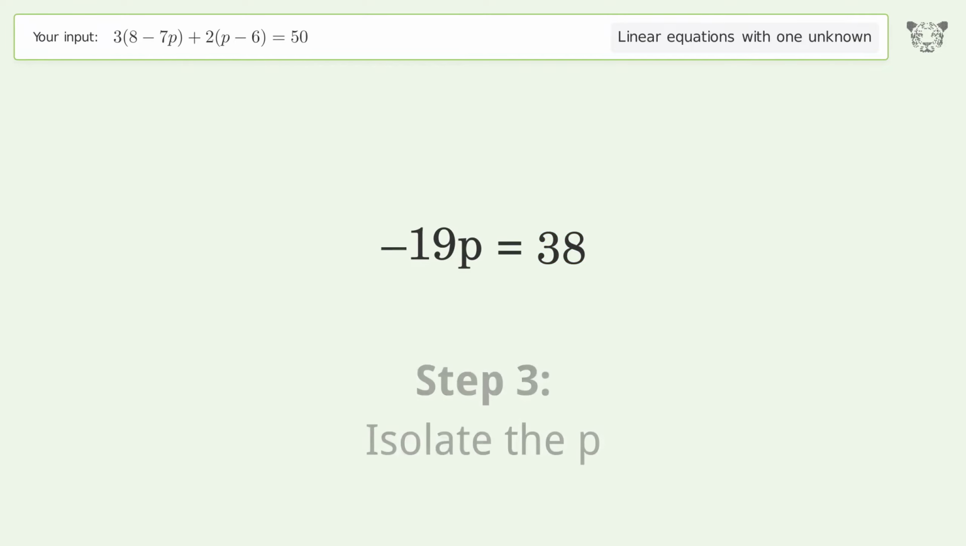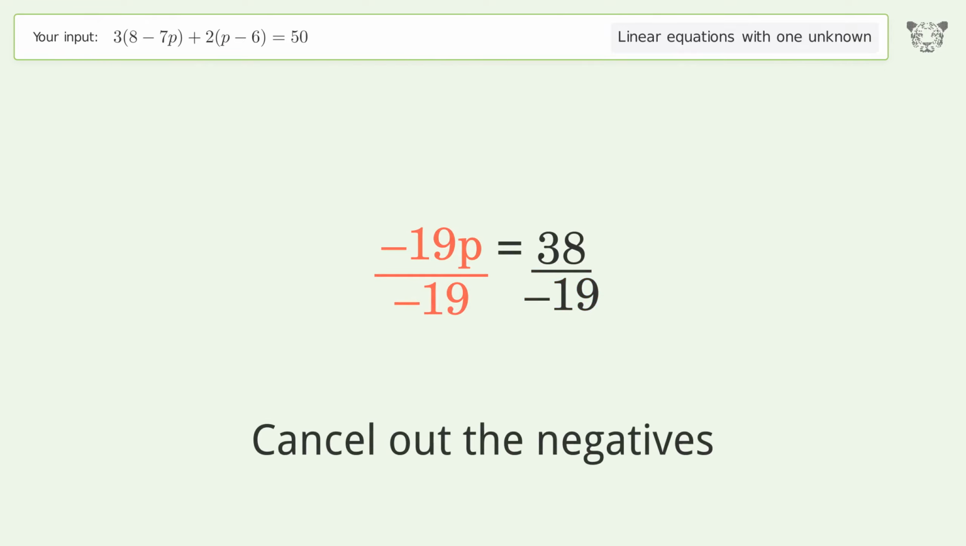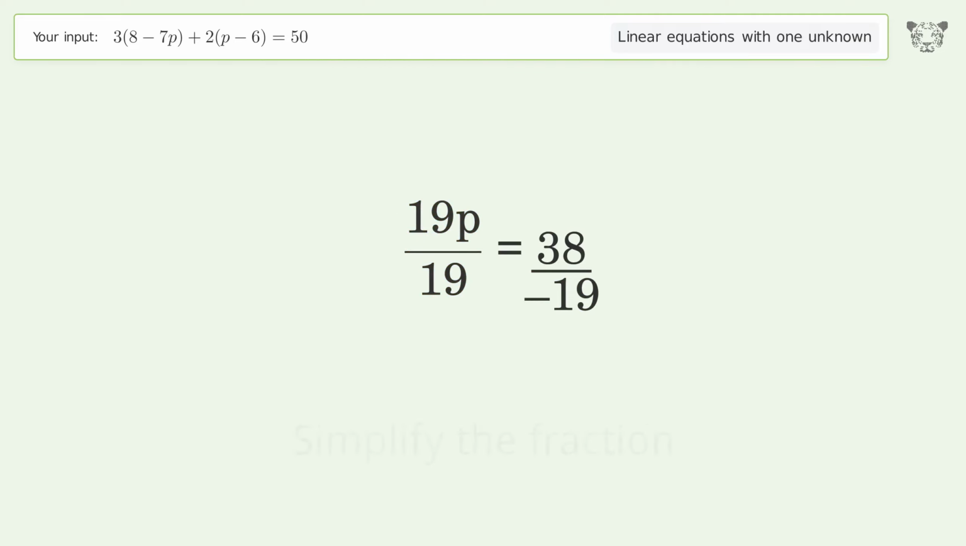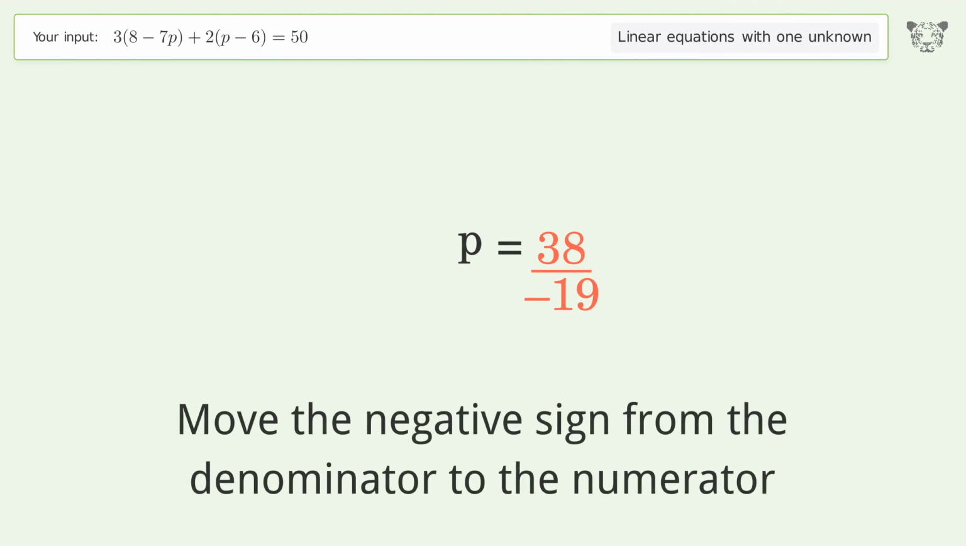Isolate the p. Divide both sides by -19. Cancel out the negatives. Simplify the fraction. Move the negative sign from the denominator to the numerator.